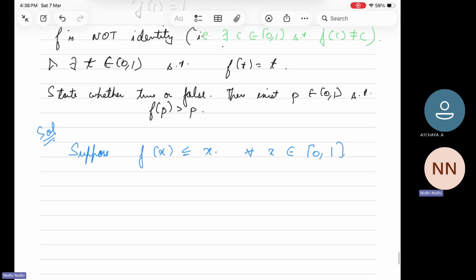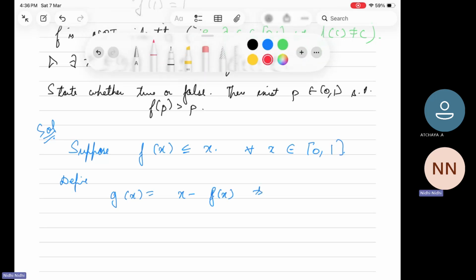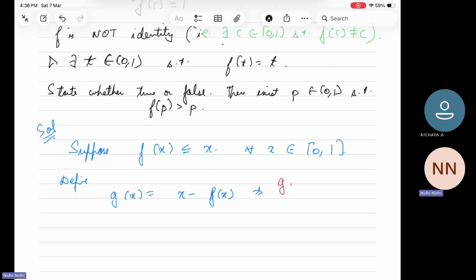Okay, so using this f, let me define another function g, which is x minus f(x). Then this implies that g is continuous in closed interval 0 to 1, differentiable in open interval 0 to 1. Clearly, because f(x) is continuous and differentiable, and this x is again a polynomial and hence continuous and differentiable. Therefore, the function g is continuous and differentiable.